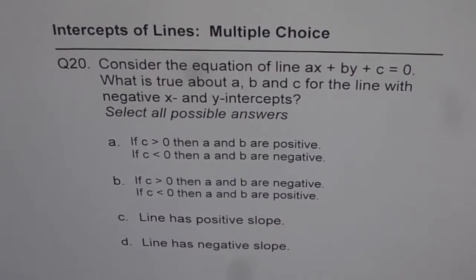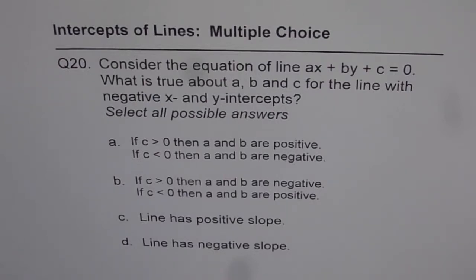Let's explore and understand the equation of lines. Question number 20. Consider the equation of line ax plus by plus c equals to 0. What is true about a, b and c for the line with negative x and y intercepts? Select all possible answers. So there could be more than one correct answer for this. You're given 4 choices. Now we are actually looking into the equation of line in greater details. I'd like you to pause the video, think about it, and then answer the question.